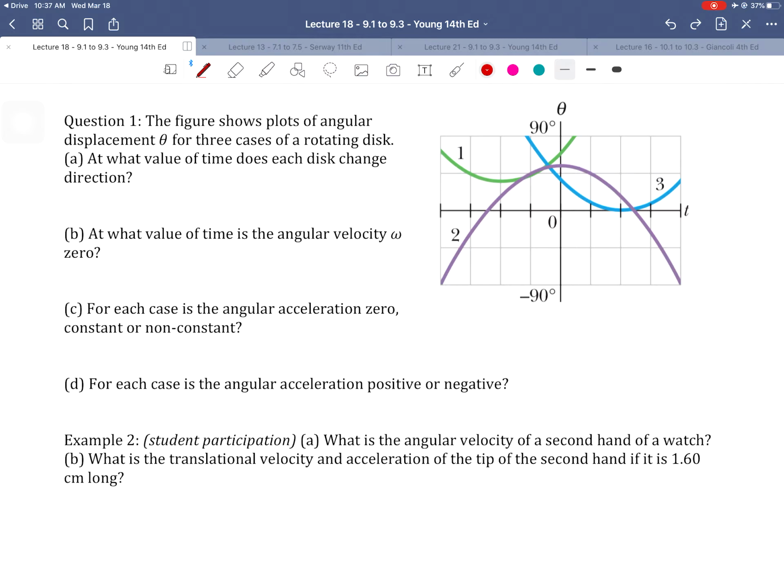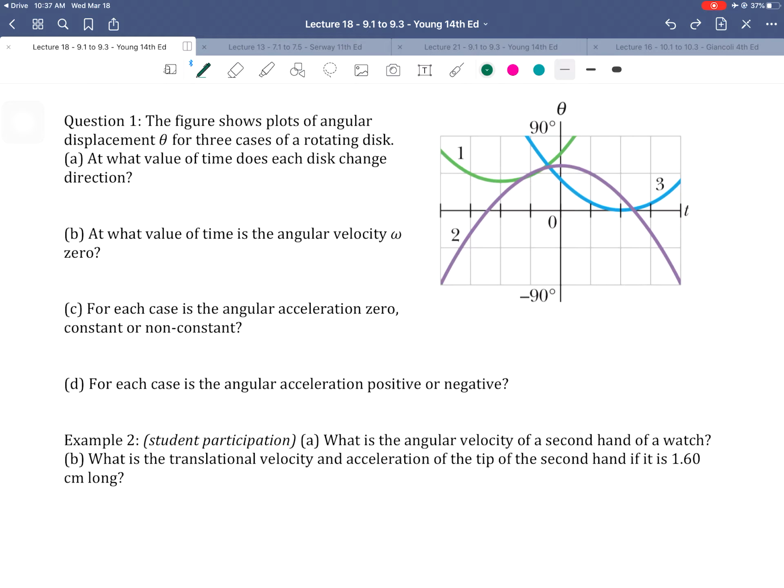Okay, so if we're looking for a change in direction, that's going to be where the slope of the angular displacement, so the slope of theta, changes from negative to positive. Now the slope is obviously changing in value, because the slope is the tangent line, and we have something that looks like a parabola here. But when it changes sign, then we know we have a directional change. All right, so let's color code these.